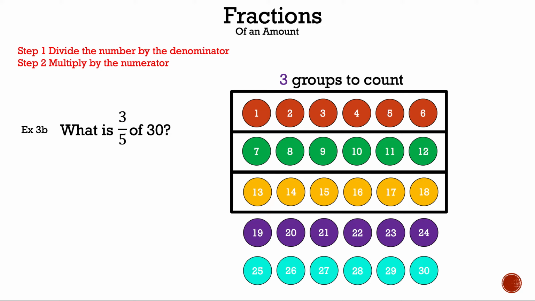Now let's do it mathematically to show you the faster way. What is 3/5 of 30? Step 1, divide the number by the denominator. So 30 divided by 5 gives me 6. As you can see, each group already has 6, so that makes sense. Now we're going to multiply it by the number of groups we need, 6 times 3, which is 18. And so either way gives you the correct answer, but one is a little bit faster.